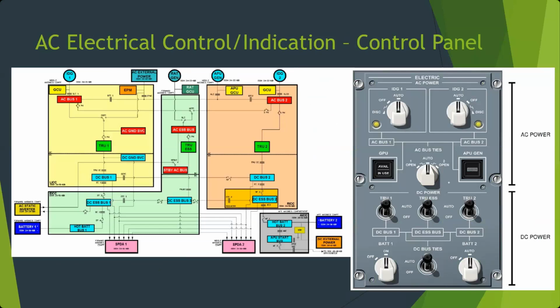That's the left engine. IDG2 here. You can see they normally power their respective AC bus 1 and AC bus 2. As we continue to work our way down, you can see there's a spot for AC external power, also known as a GPU or ground power unit, that can feed through these contactors to bus 1 and bus 2.